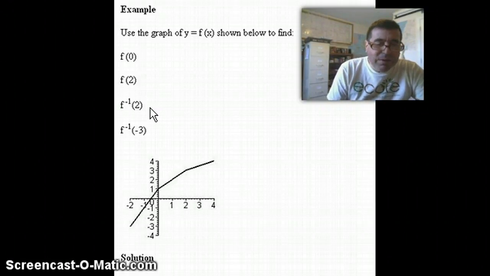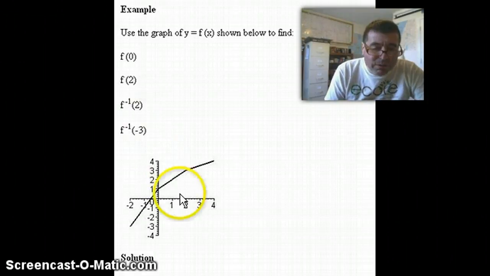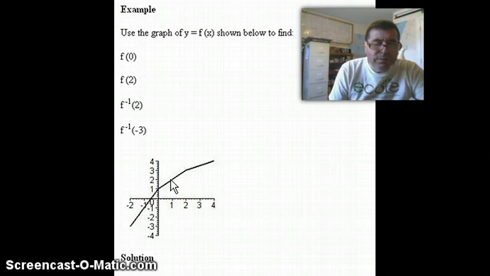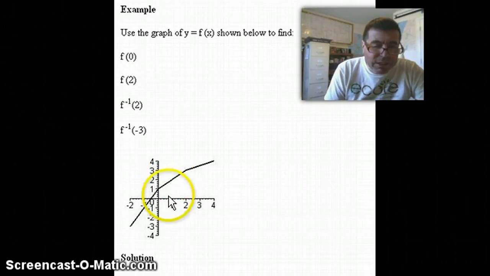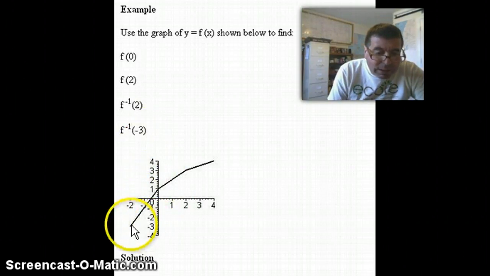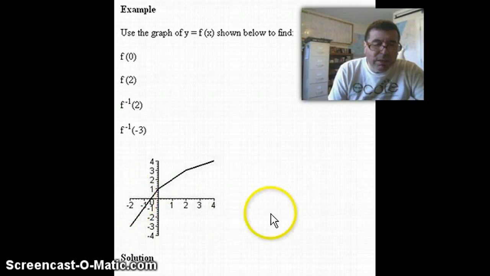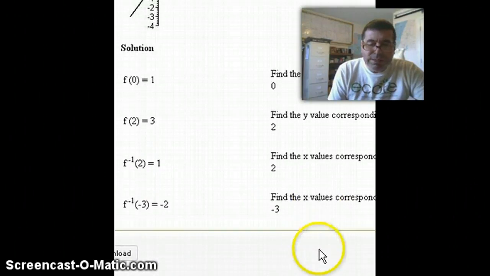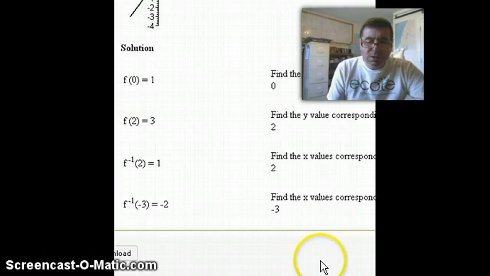So inverse f of 2. I've got to find where the y is 2. The y is 2 right at this point here. So if the y is 2 there, what's the x value? That would be 1. And then, of course, inverse f of negative 3. Where is the y negative 3? That looks like it would be negative 2. So if we scroll down here, we could see the answer to the question. Hope that helps you.